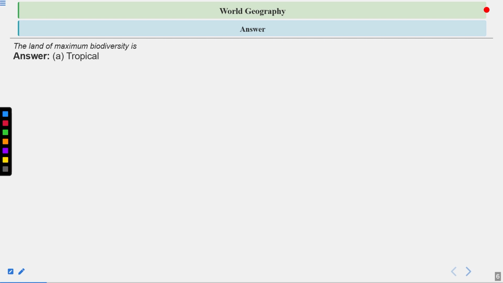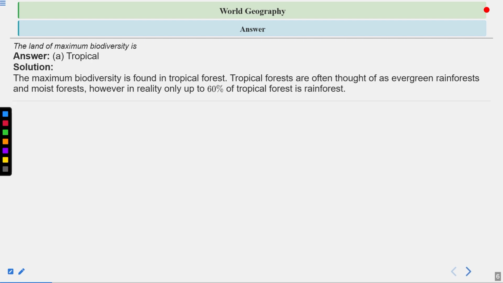The type of forests you can find in these regions are tropical forests, sometimes also called tropical monsoon forests and tropical climate. In these forests you will find highly dense vegetation, and the perfect example is the Amazon, found in South America around the equatorial area, which is called the tropical region. So, maximum biodiversity is found in tropical forests. Tropical forests are often thought of as evergreen forests and moist forests. However, in reality, only up to 60% of tropical forest is rainforest. So, the correct answer is A.